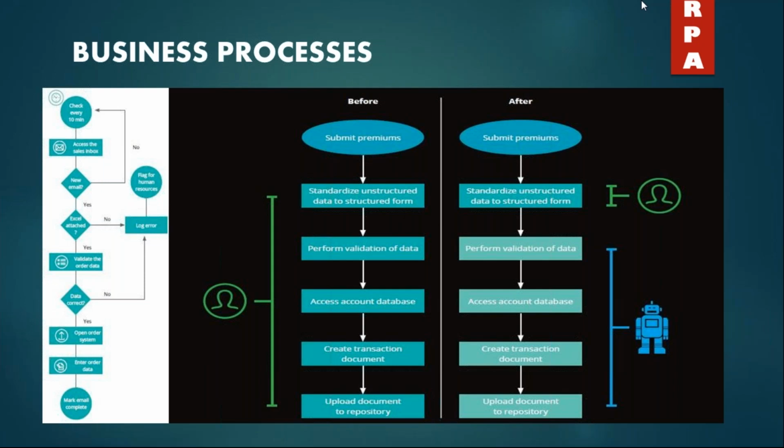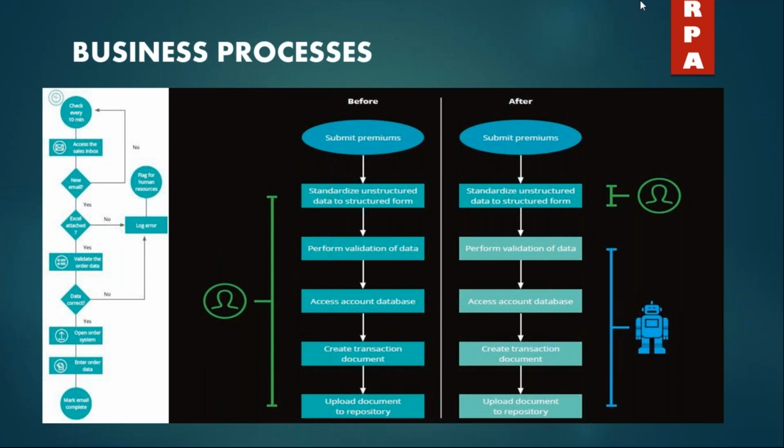Once they extract the data, they need to interact with the Access database and get some data from it. So we have the already extracted unstructured data, and we have data in the Access database. Both sets of data they need to validate, so they perform validation of the data.